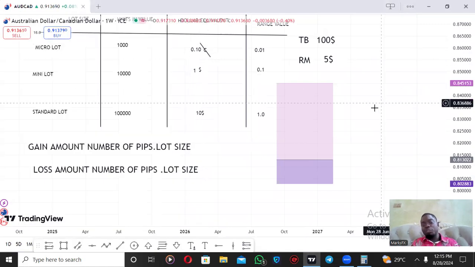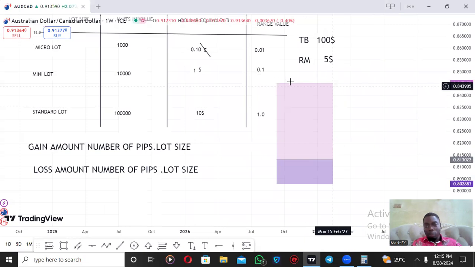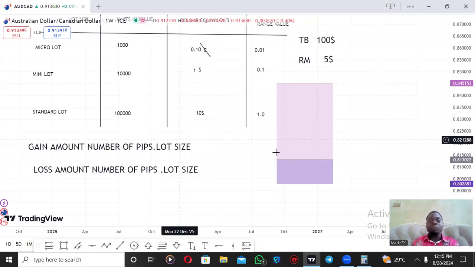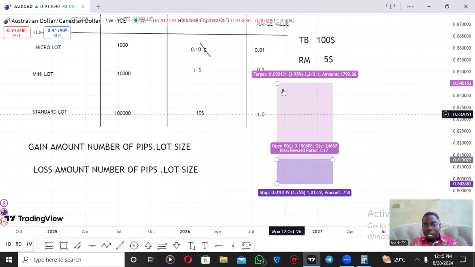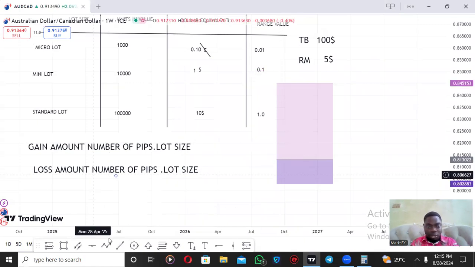But if price goes against you, how much are you going to lose? You don't know. All right, let's use our formula. Now, remember that this stop loss is 10 pips and your TP is 32 pips. All right, let's go to the calculator.